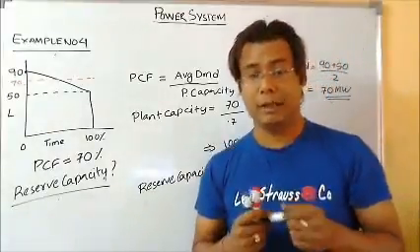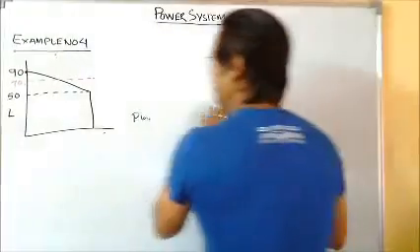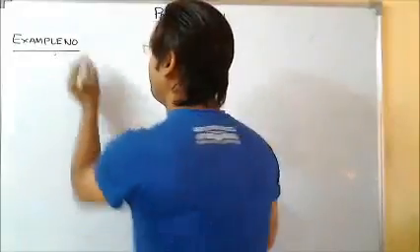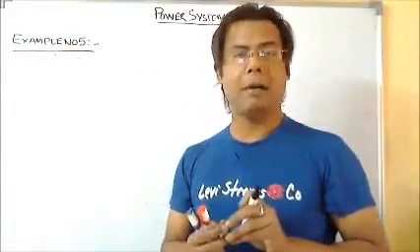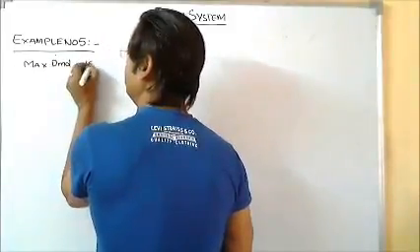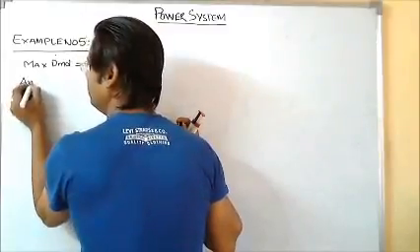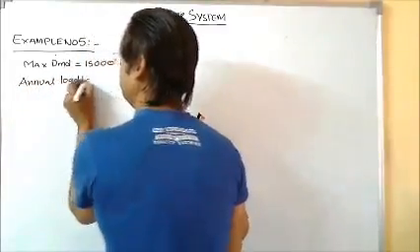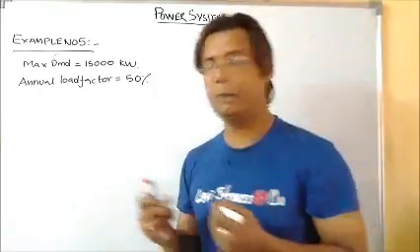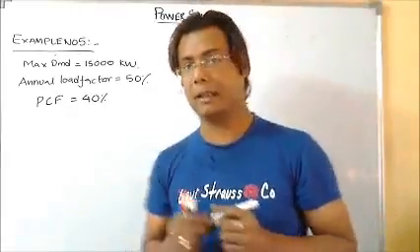This was example number 4. We can have an example number 5 also. Example number 5: the maximum demand on the system is 15,000 kilowatts, the annual load factor is 50%, and the plant capacity factor is 40%. So we have to find the reserve capacity again.